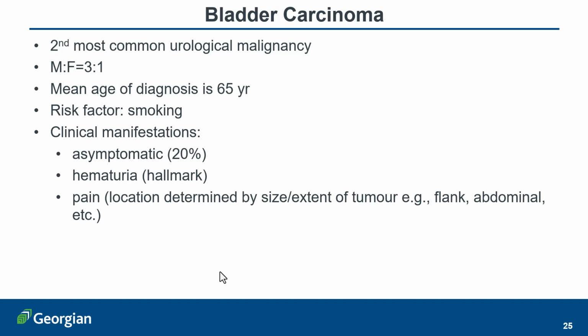In terms of clinical manifestations, about 20% are asymptomatic. Otherwise, the hallmark clinical manifestation of bladder carcinoma is hematuria. Anytime there is hematuria, especially in a male, it is assumed to be bladder cancer unless otherwise proven. The third clinical manifestation might be pain. Again, that would be determined by the location and the size or the extent of the tumor. Usually it is flank or abdominal pain.